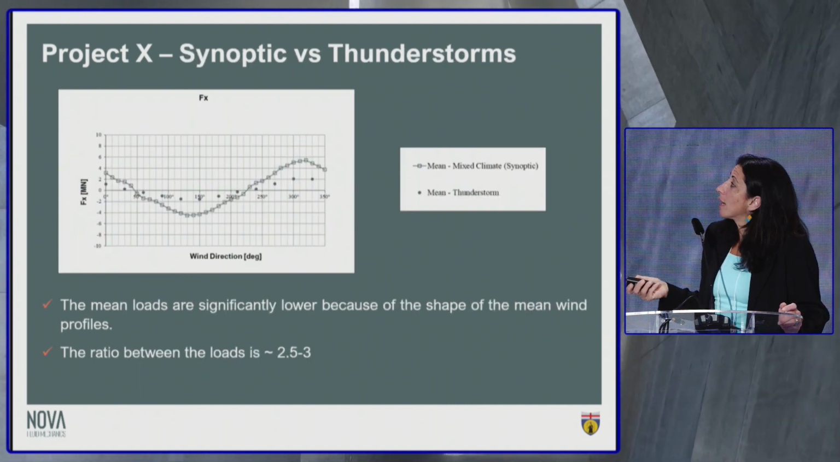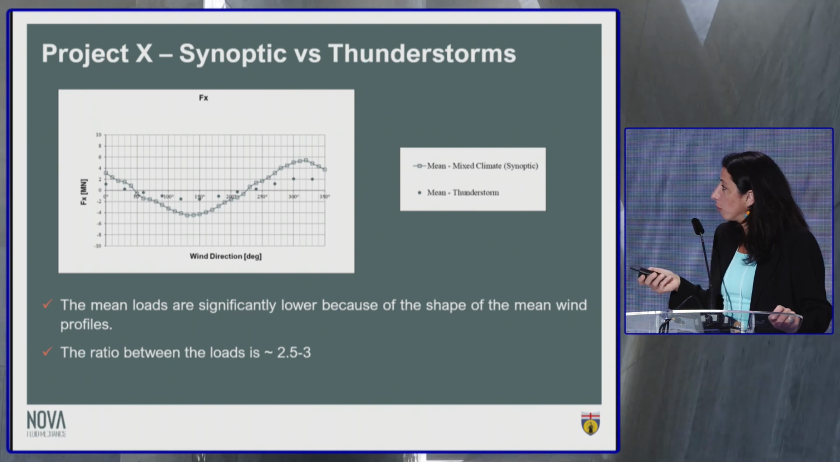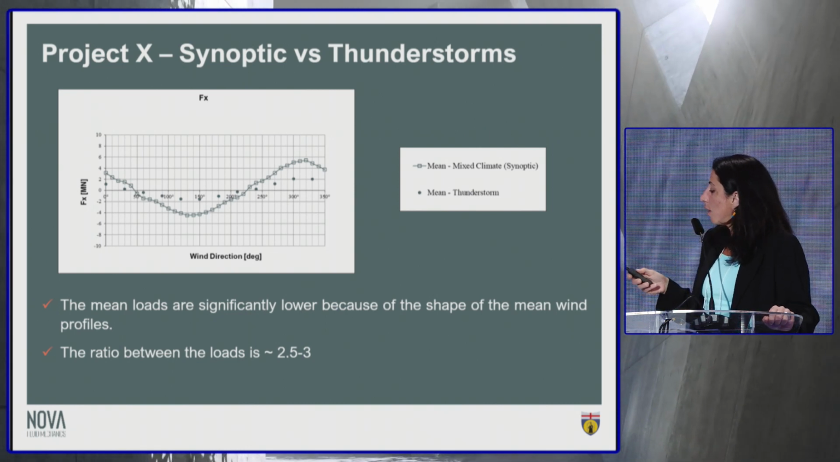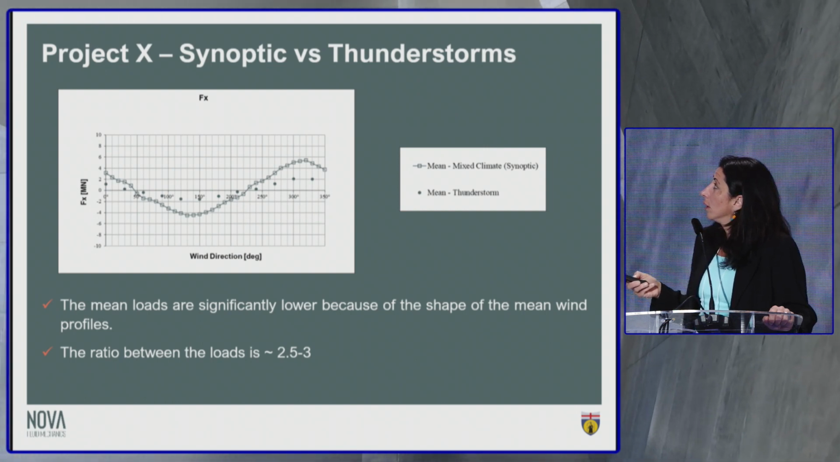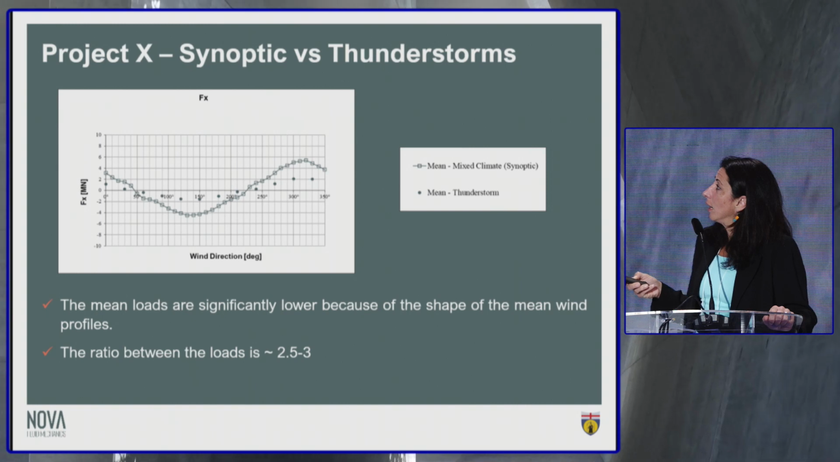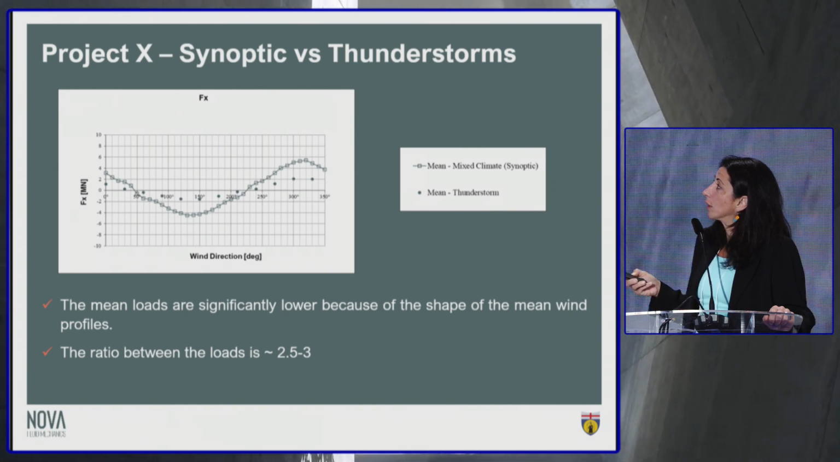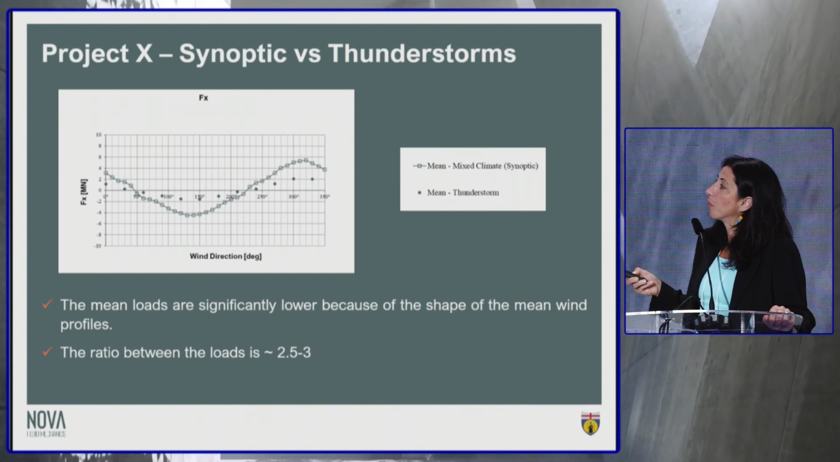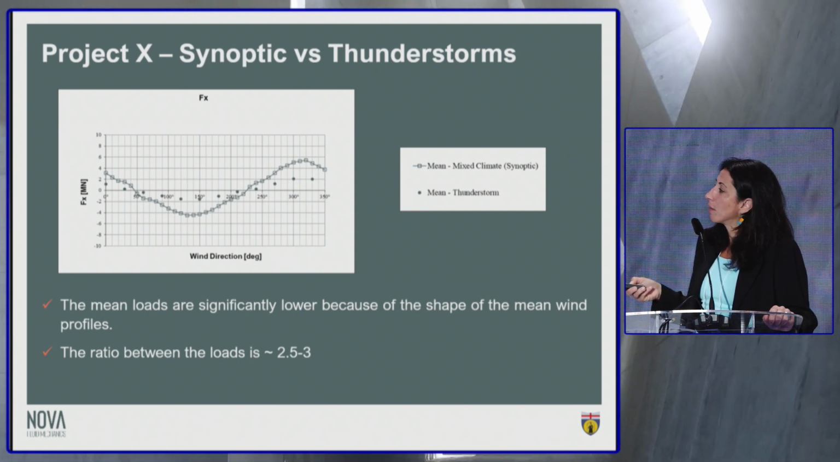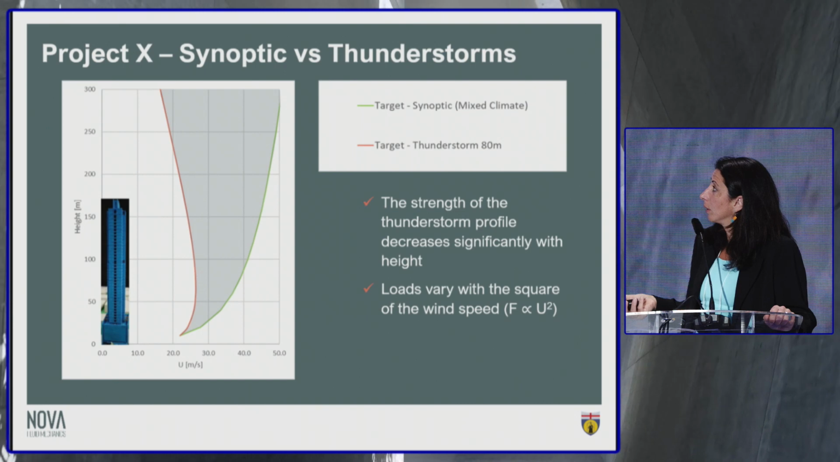So these are the results. With these assumptions, we repeated the test on the same Project X tower, and this is the mean load. This is the mixed climate, so the design, and this is the thunderstorm only. What happens if we consider a thunderstorm profile instead of a synoptic profile? The difference in the maximum loads is around 3.